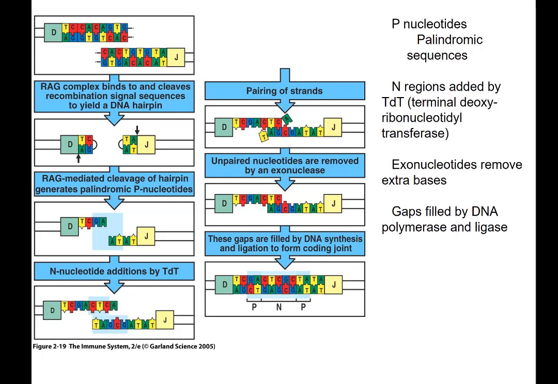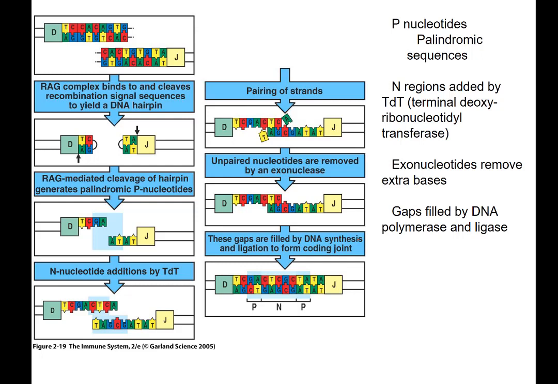Now we can't have two unopened ends. Actually, this is a way of adding diversity. RAG adds a hairpin loop here. You understand how DNA has 4 basic nucleotides, A, T, G, and C, right? Then we're going to have something called TDT. We're going to open this up, and the RAG complex is going to cut the DNA on either side of this chromosome and flip that hairpin out to make what we call a palindrome.